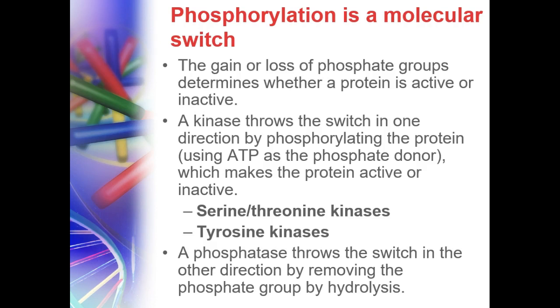So I want to remind you that phosphorylation is a molecular switch. Gaining or losing a phosphate group determines whether a protein is active or inactive. What's difficult is that sometimes proteins are activated by phosphorylation, and sometimes phosphorylation inactivates them. So we just have to think about the context of what we're talking about so we can figure out which is which. A kinase throws the switch in one direction by phosphorylating the protein using ATP as the phosphate donor, which is shown in the last slide. And again, phosphorylation makes some proteins active and other proteins inactive.